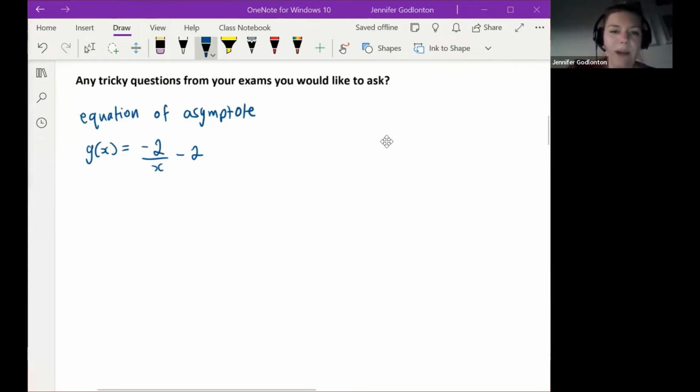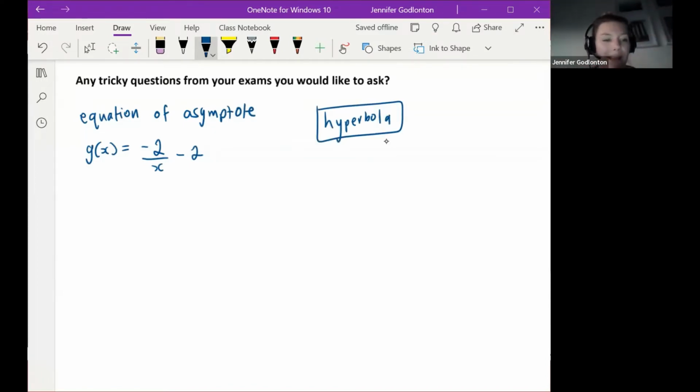If we saw this equation, first of all, what type of graph is this? Who can tell me? Is it a straight line? Is it a parabola? Let me write your options here. Oh, I didn't even need to write all my options. You guys are too brainy. Yes, it is 100% a hyperbola. So a hyperbola means that we're going to have two asymptotes.